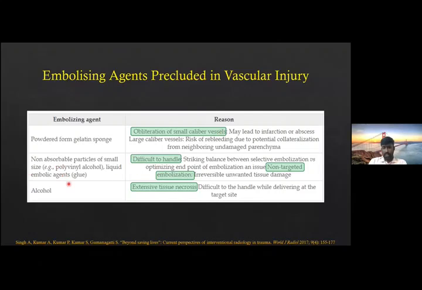Also, the use of PVA and liquid embolic agents is rare in trauma patients because of the difficulty in handling, and there is a high risk of non-targeted embolization. Alcohol is very rarely used in trauma patients, or let's say it's not used in the current setting.